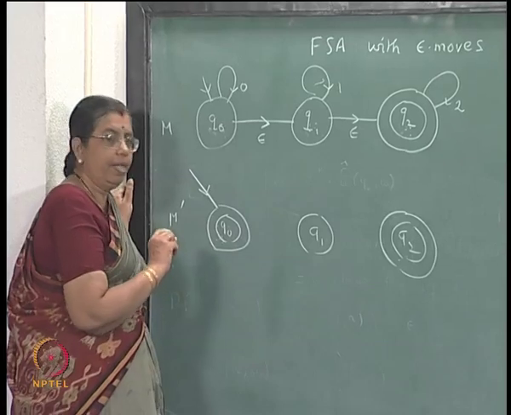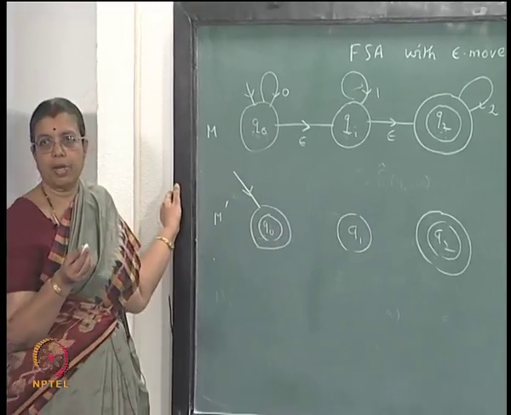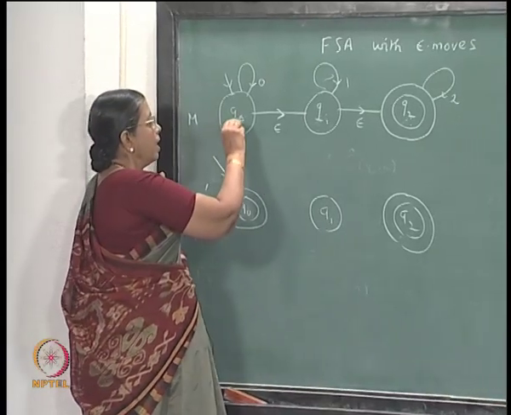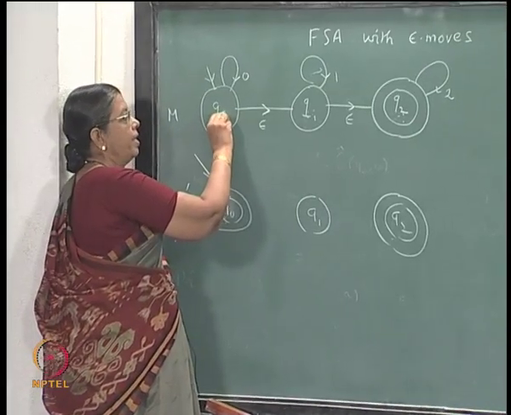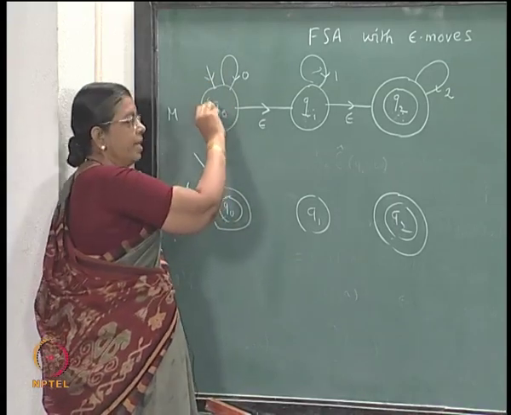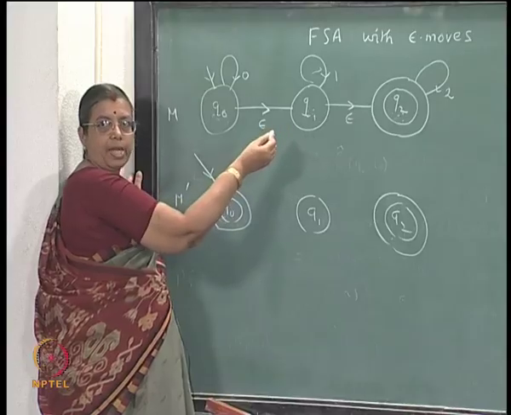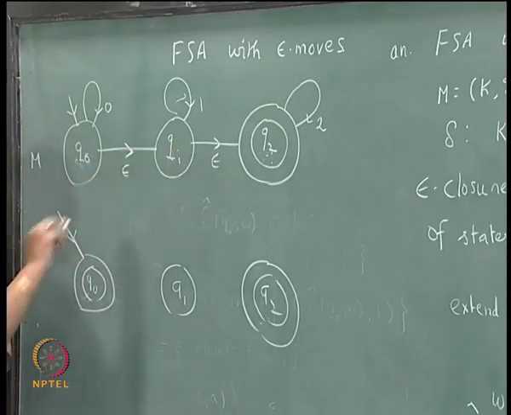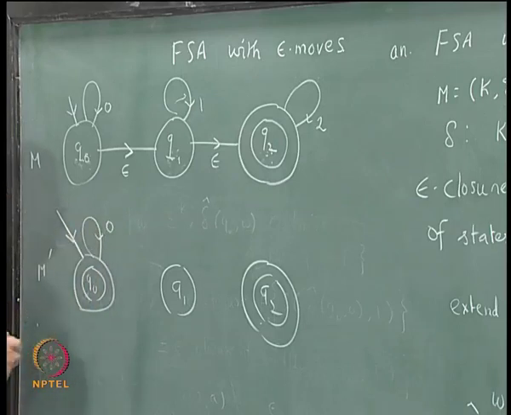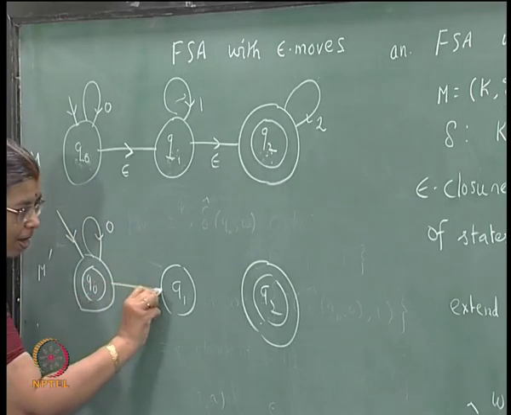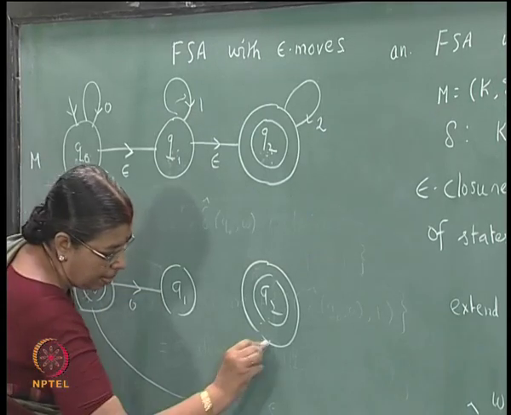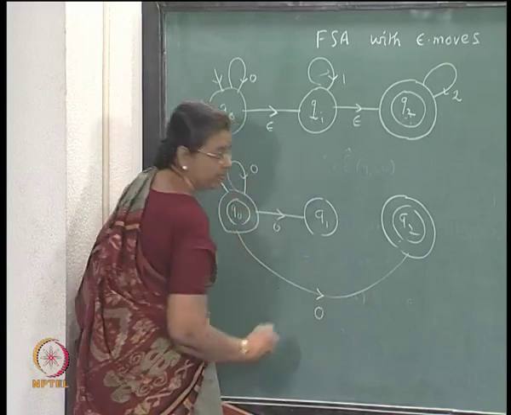Now, from each one you have to find the arcs corresponding to 0 and 1 and 2. What is delta dash of q naught, 0? From q naught after reading 0, what are the states in which you can be? Q naught, q1, q2. So, there will be one arc from q naught like this, there will be one arc like this, there will be one arc like this.